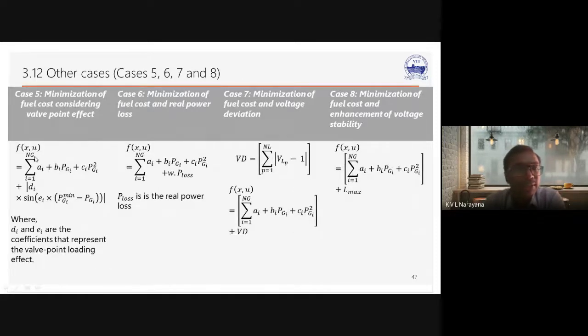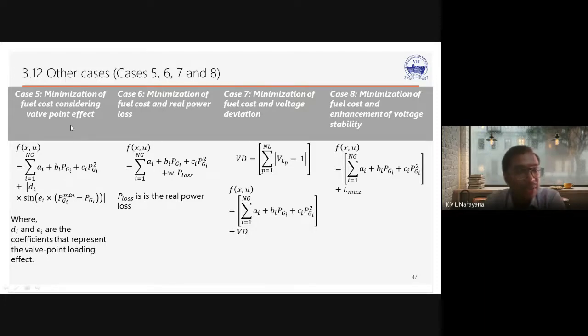Whereas in case 5, there are two objectives. Minimization of the fuel cost considering the valve point effect. I hope the power system engineers know what the valve point effect is. You want me to explain what the valve point effect is? This valve point effect is very important. It affects the fuel cost.